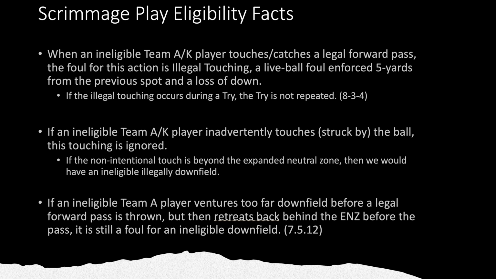And then just another little tidbit that I found when I was kind of researching this: if an ineligible Team A player ventures too far downfield before a legal forward pass is thrown, but then retreats back behind the expanded neutral zone before the pass, it is still a foul for an ineligible downfield. And that can be found in our casebook in 7-5-12.